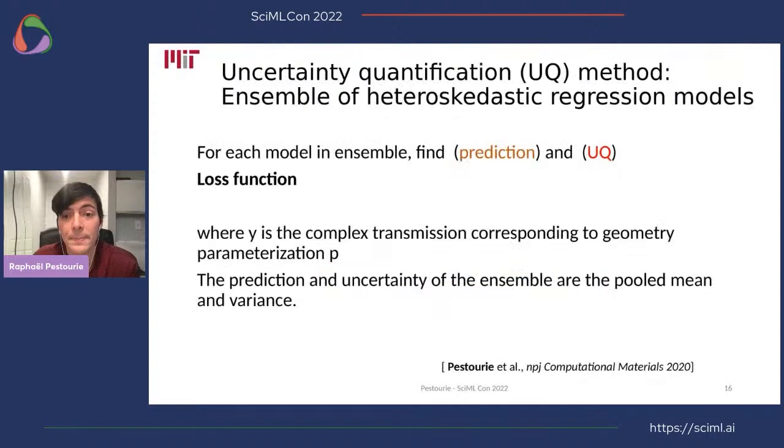In the NPG article from 2 years ago, I used an ensemble of heteroscedastic regressions, whose mean is the predictor for the complex transmission, and the pool variance is the measure of uncertainty quantification. Here the loss function was the negative log likelihood of the model. I'm using this loss function in the next part of my talk. And in this application, the model served both as predictor and as measure of uncertainty quantification, but technically those two models don't need to be the same, they can be separate.